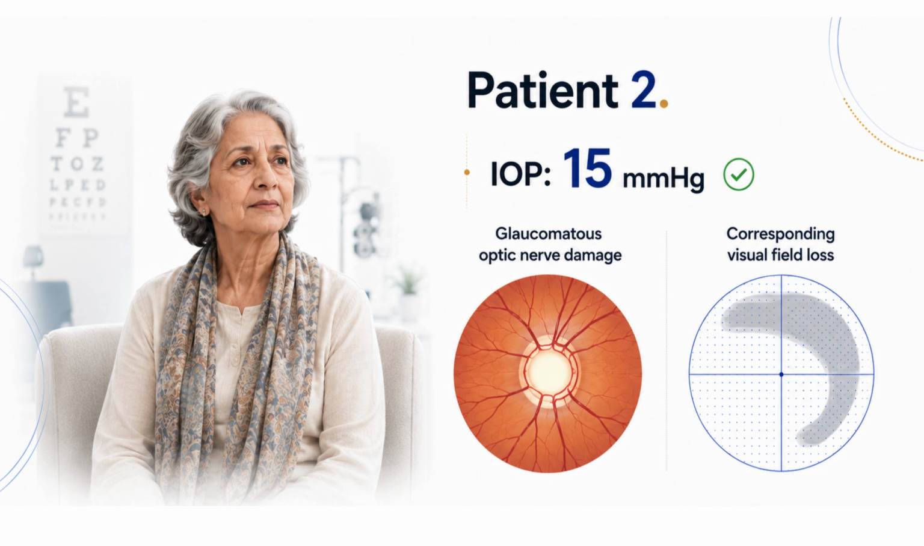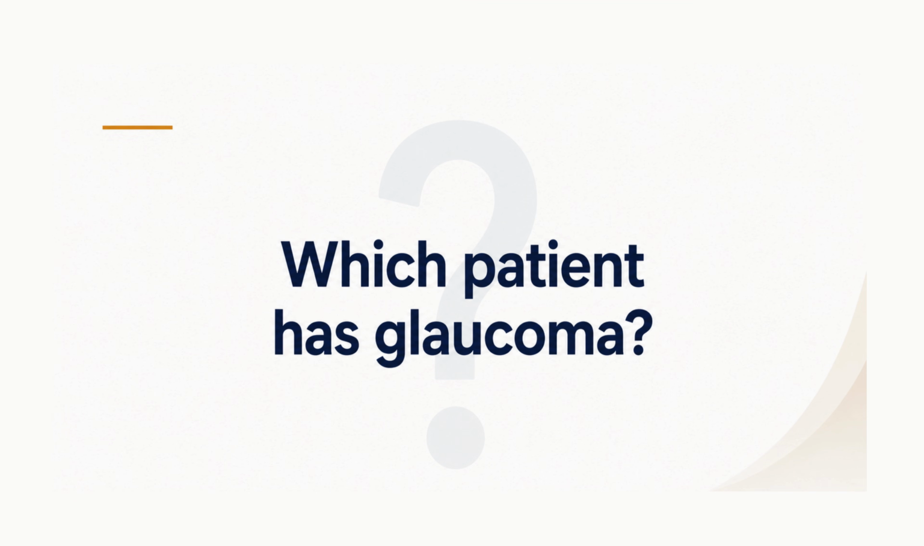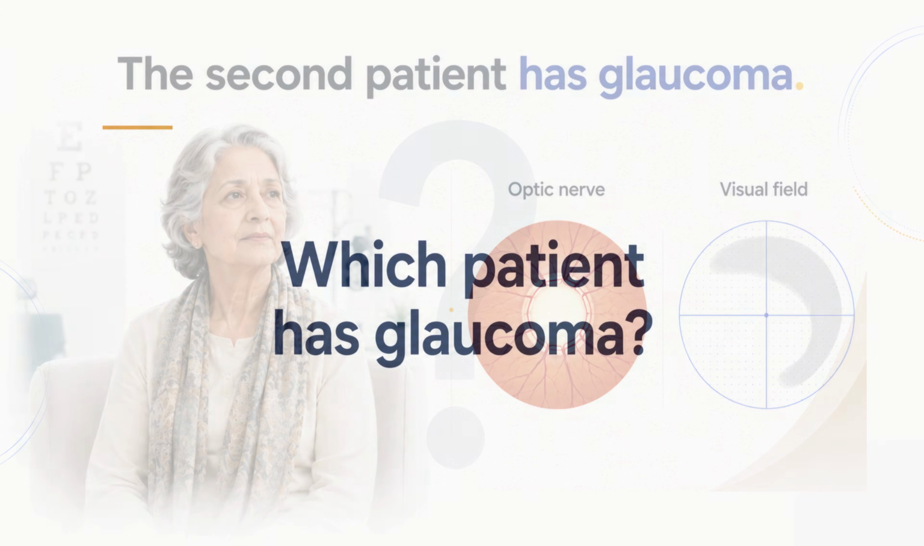The second patient has an intraocular pressure of 15 millimeters of mercury, which is well within the conventional population range. However, this patient has characteristic glaucomatous optic nerve damage and corresponding visual field loss. Now think for a while and answer which patient has glaucoma. The answer is the second patient.